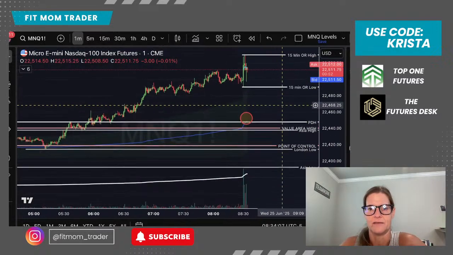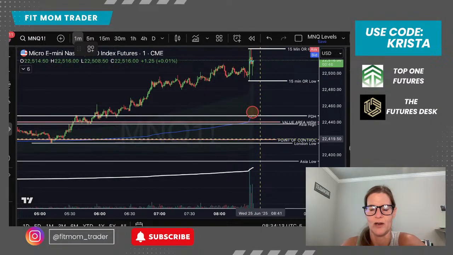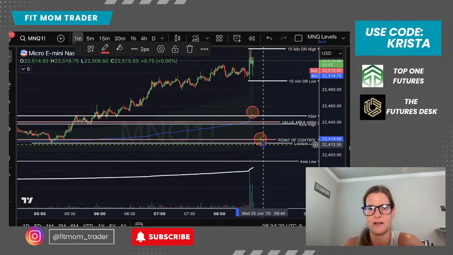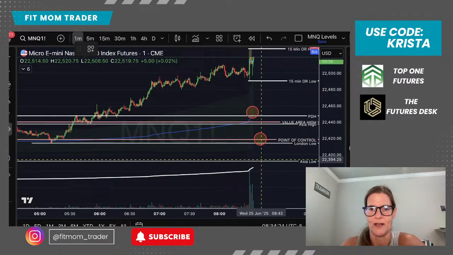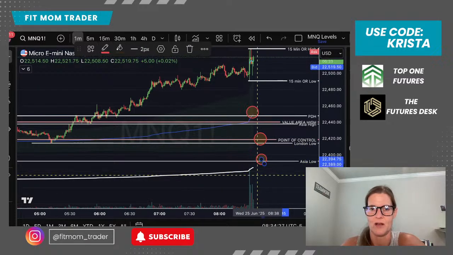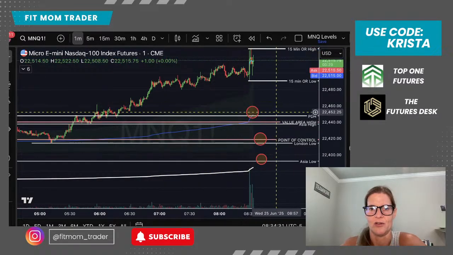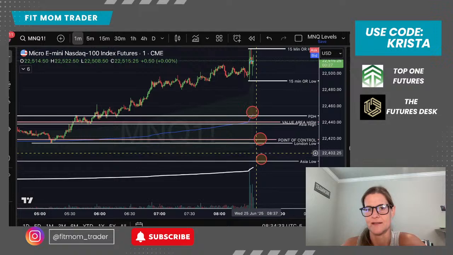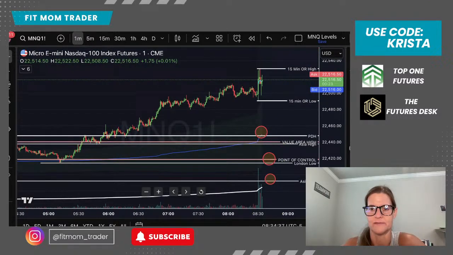And then honestly, any of these, because point of control is definitely a favorite of mine for an area of support or resistance, and that is right at London's low, so that could be a good liquidity sweep area. And then Asia low as well, if it decides to come all the way down here, which has some confluence with yesterday's anchored VWAP. So a pullback to any of these areas, I'd be interested in watching the reaction and possibly taking a long.